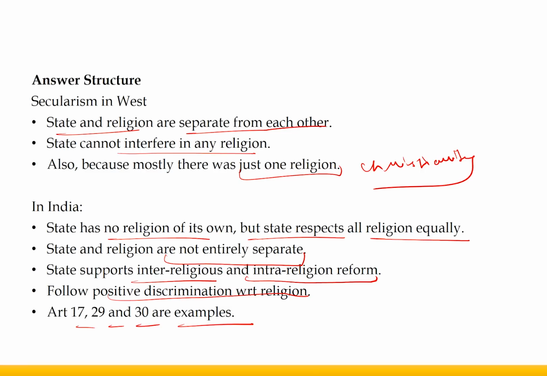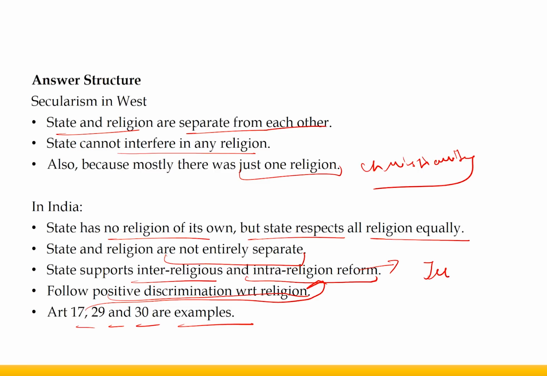How is Article 17 an example? Intra-religion reform. Untouchability is an evil practice of Hindu religion, and state has prohibited that through the constitution as well as by passing an act also, Protection of Civil Rights Act 1955. So this is an intra-religion reform. State has directly interfered in the Hindu religion in order to eliminate the practice of untouchability.